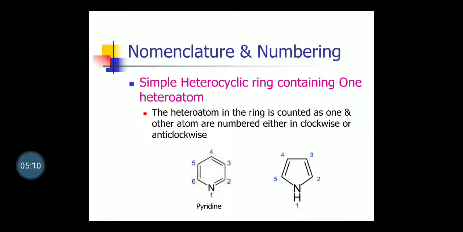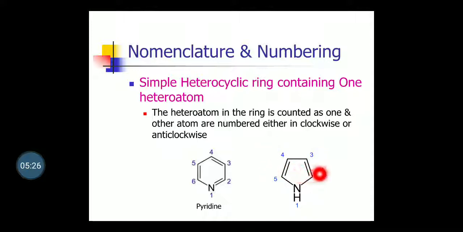Next example we have, this is the pyrrole, which is a 5-membered ring. So obviously, it's a simple heterocyclic ring, so we have to give position 1 to the heteroatom. Obviously nitrogen is a heteroatom, so nitrogen is counted as 1.